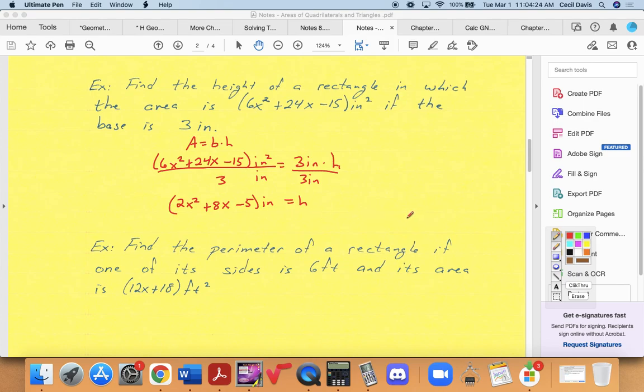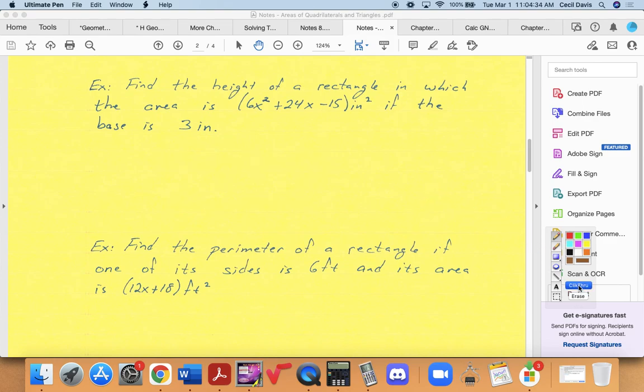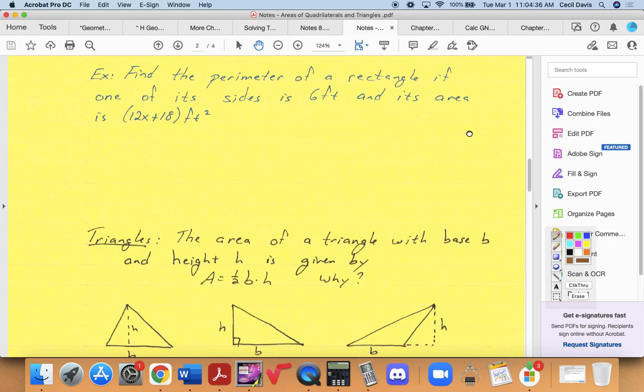Can we not put inches into the end? If you wish, but I'm just showing you why it works out this way. Oh, that's the answer? That was it. Since you were given an algebraic expression for the area, all you can do is give an algebraic expression for the height. Okay? All right, so let's try this one.